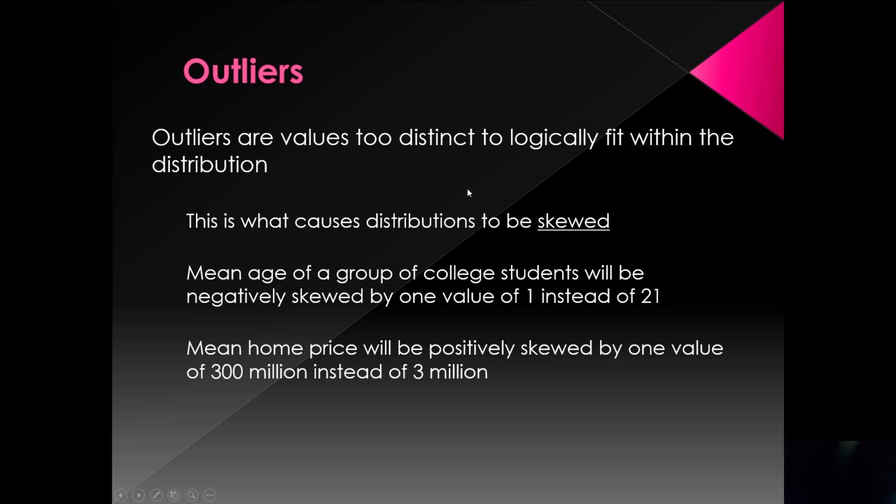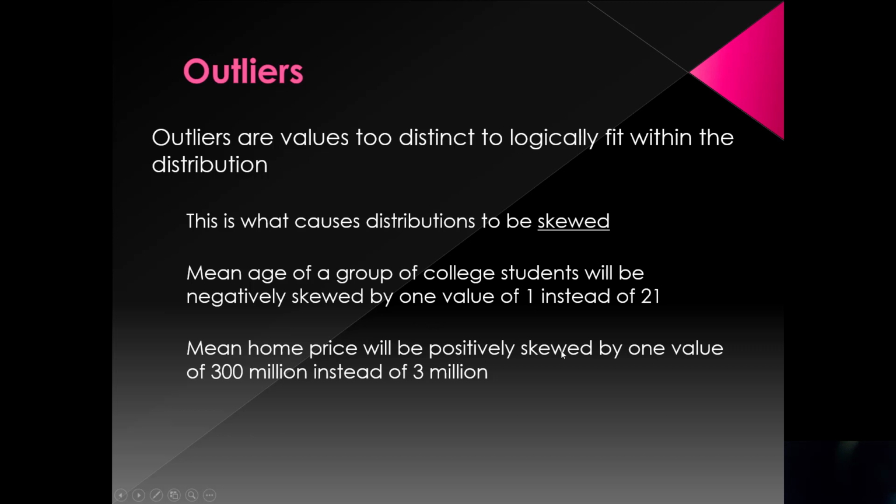Outliers. Values too big or small, or too distinct to logically fit within the distribution. In certain cases, like with the mean or the average, outliers can really skew the results. So the mean age of a group of college students will be negatively skewed by one value of 1 instead of 21. If somebody's doing data entry and they're supposed to enter 21 and they hit 1 by mistake, that's going to make the mean go down.